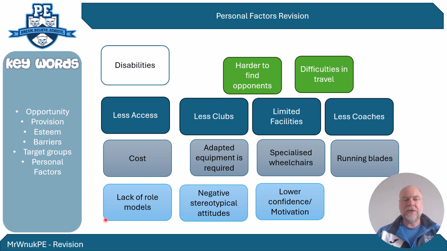And then we can look at things that might affect their esteem. Well, firstly, there's a lack of role models and people in the media with disabilities. There are people in the media, but not as many as in mainstream. There tends to be a negative stereotypical attitude towards people with disabilities, about what they can and can't do, which has a knock-on effect, and that lowers motivation and lowers confidence. So that's your esteem points. These are all the barriers, and their knock-on effect is it's harder to compete, harder to find opponents, and harder to travel.